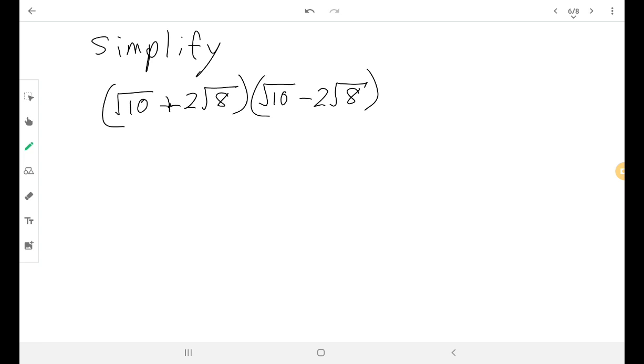And so our next problem is a full distribution problem. So what I mean by that is, okay, so we've got this square root of 10 plus 2 times square root of 8, and we're going to take that whole thing and multiply it by square root of 10 minus, or plus negative, 2 times the square root of 8.